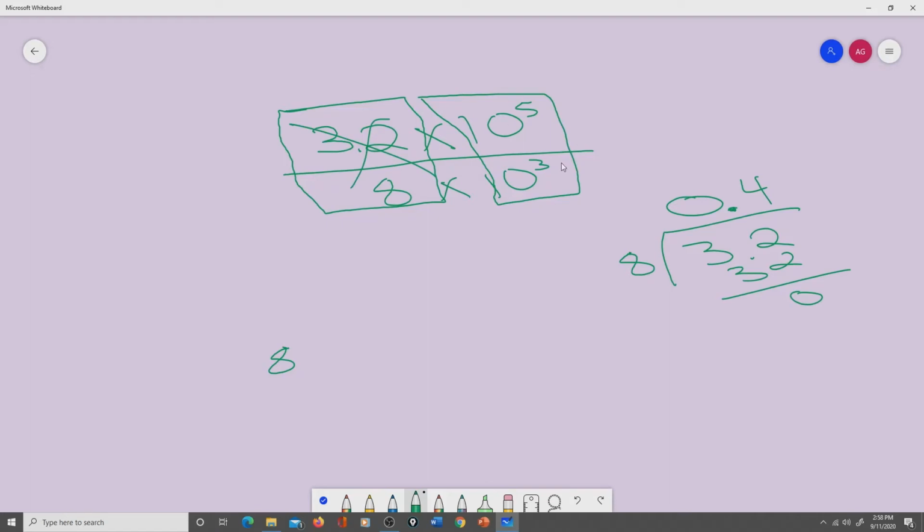And now I treat these the same way I've known how to treat them from last week's exponent rules, right? If I have 10 to the 5th divided by 10 to the 3rd, then that's the same thing as 10 to the 5th minus 3, right? And so that gives me 10 squared. And so that's what I just add into the end of this here. It'll be 8 times 10 squared.